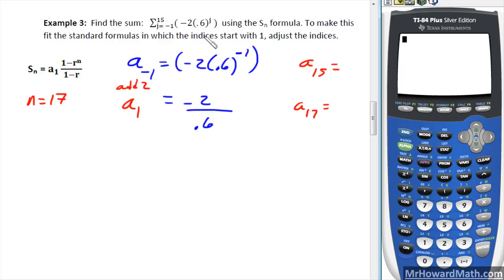Okay, our r value is pretty straightforward. This is our geometric sequence rule here, and we have the 0.6 there raised to the exponent, so that is our r value. Whatever is raised to the exponent is your r value in your pattern. So r equals 0.6, so we fill it in.